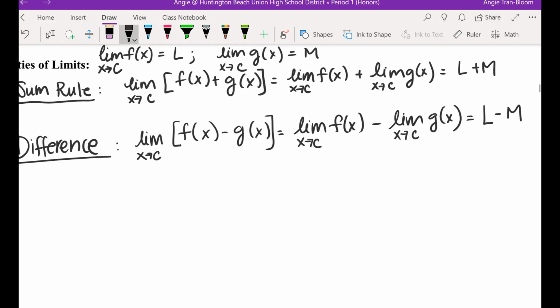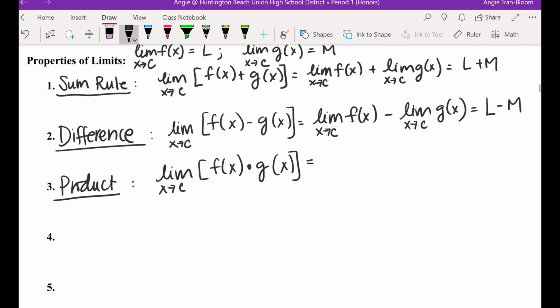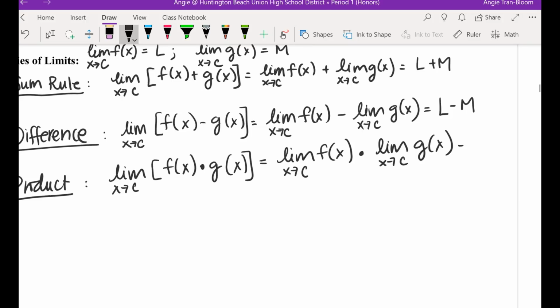Then, same thing with the product. So if you have the limit as x approaches c of f of x times g of x, it's the same thing as if you were to find them independently, then multiply the results: the limit as x approaches c of f of x times the limit as x approaches c of g of x, okay? That means if you have the results already, you can just take L times m.